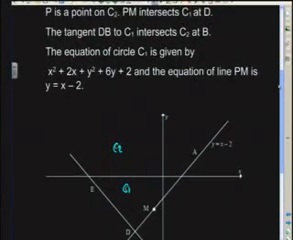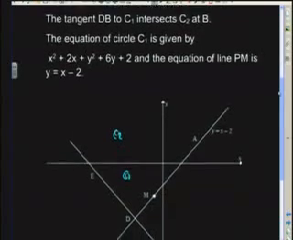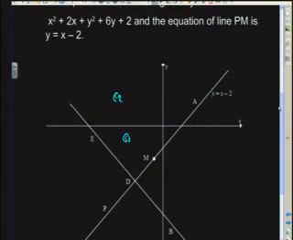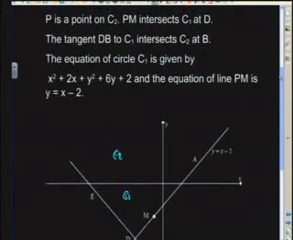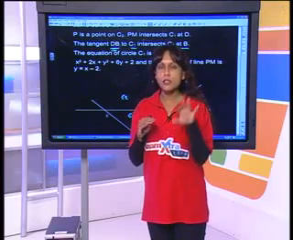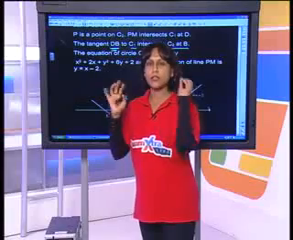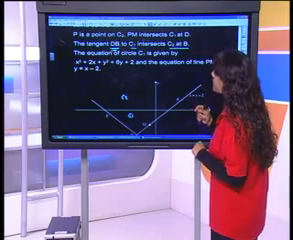P is a point on C2. PM intersects C1 at D. So PM intersects the circle C1 at D, right? And very importantly, they say the tangent DB to C1 intersects C2 at B. But very importantly is the tangent. Now remember, tangent means that this line, the straight line, is going to simply just graze circle C1. It just touches it at one point. Okay, so that's an important bit of information.